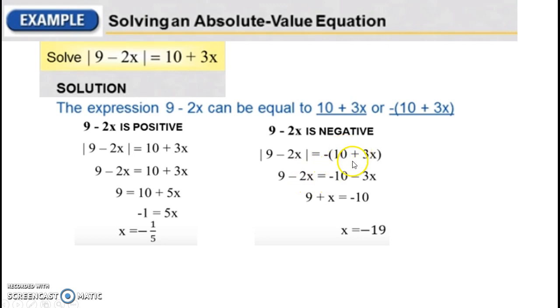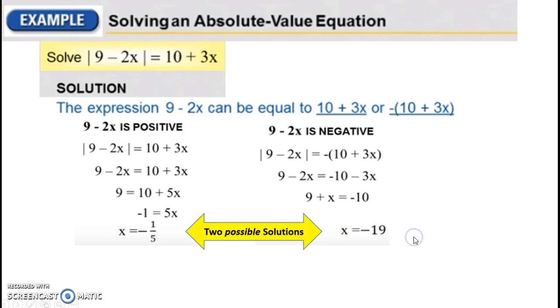On the negative side, we'll take that 9 minus 2x and set it equal to the negative of 10 plus 3x, which means we have to distribute that negative 1, so then we'll have negative 10 minus 3x. We're going to get our variables on one side, so we'll add the 3x over here, so we get 9 plus x equals negative 10. Then we're going to subtract 9, and we'll get x equals negative 19.